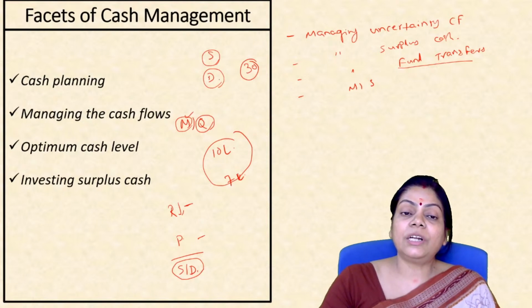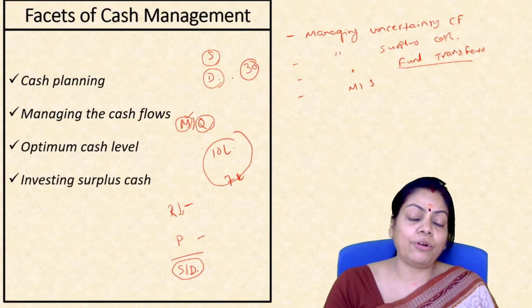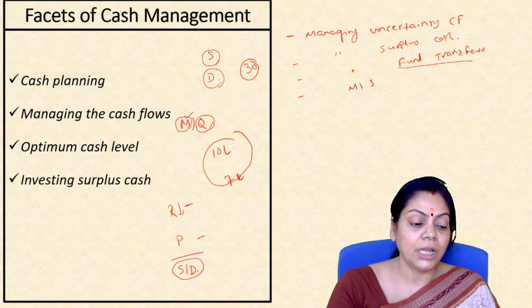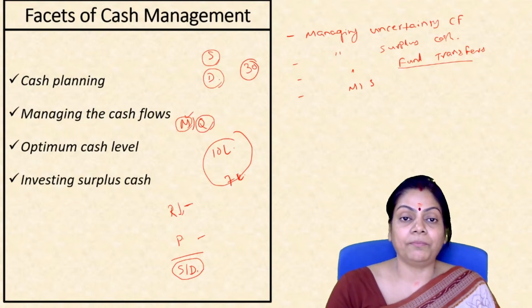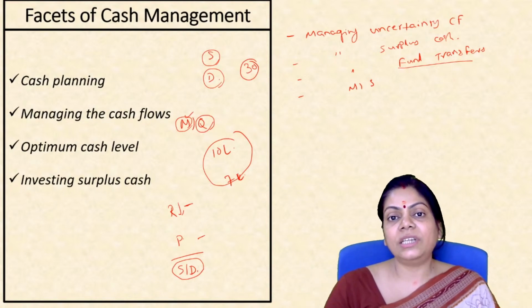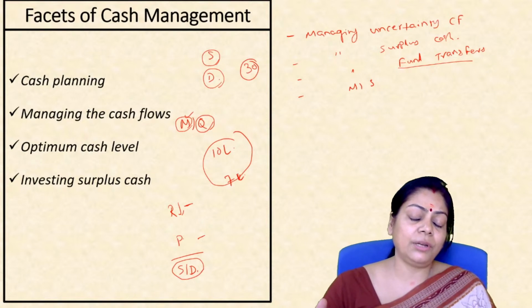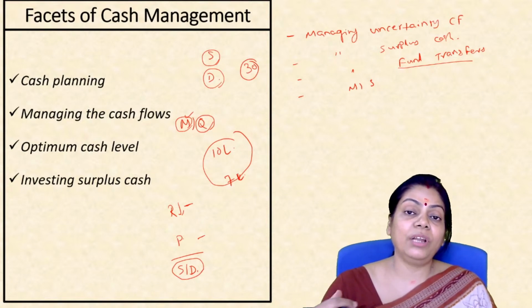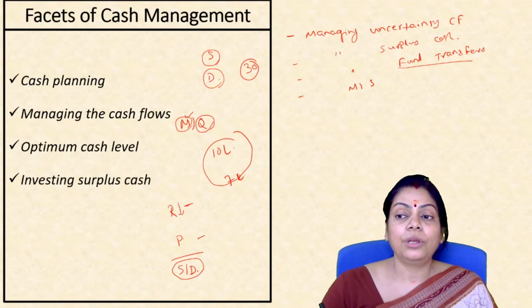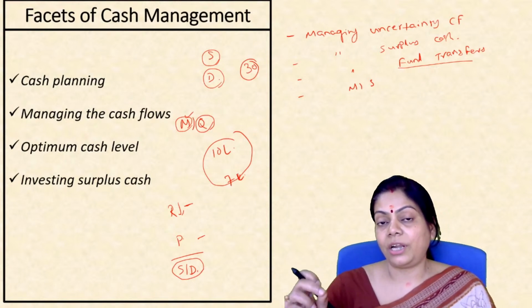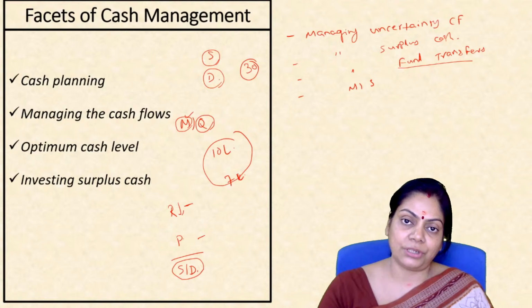I'm not saying that we'll do away with the cash budget, but what I'm trying to tell you is that the cash budget is there, but if we can have a system where we monitor things daily, and obviously daily monitoring cannot be done on a manual basis. If I can know what is happening on a daily basis, then I can take corrective action as and when there is a deviation.